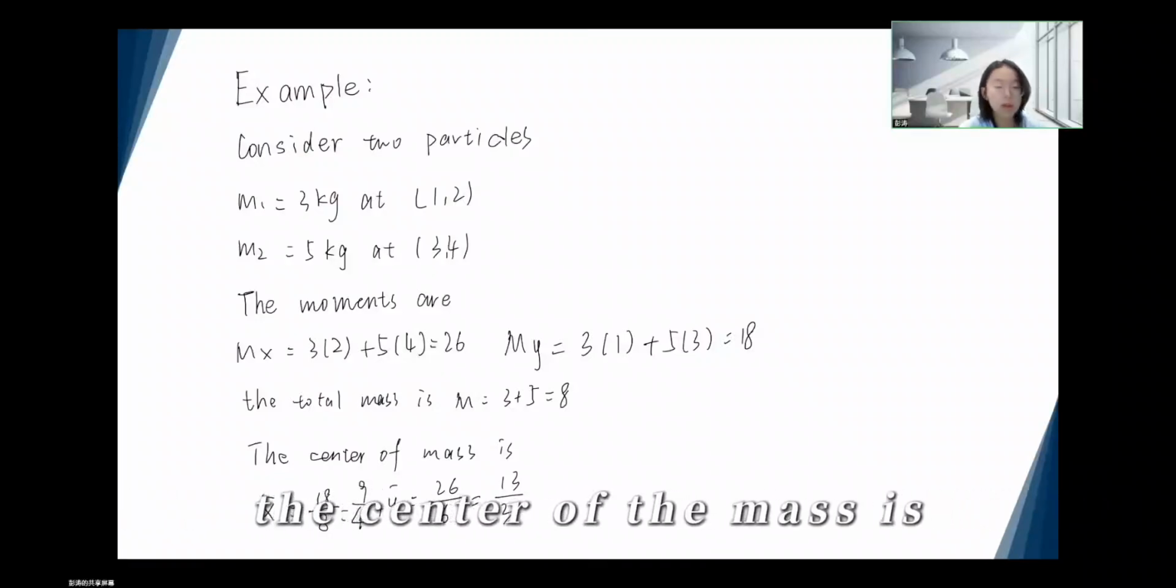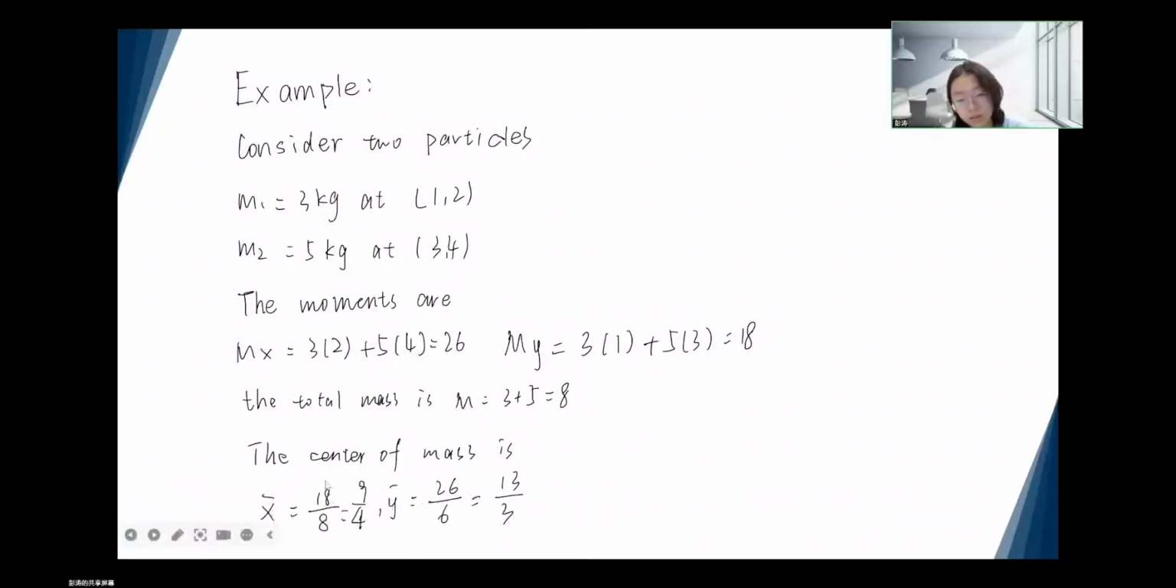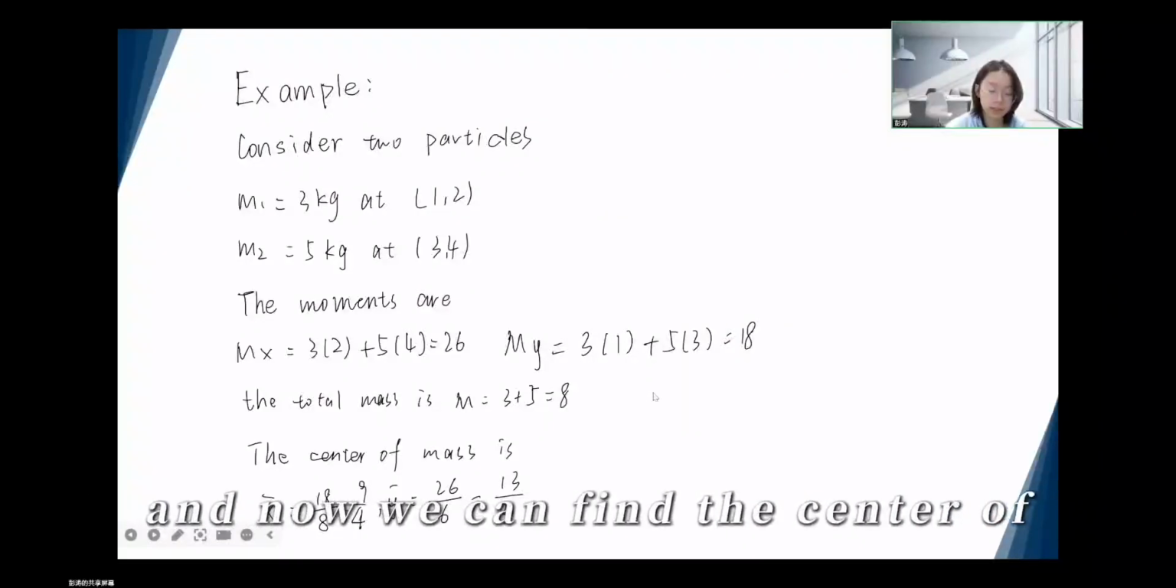The center of mass is (9/4, 13/4). And now we can find the center of mass.